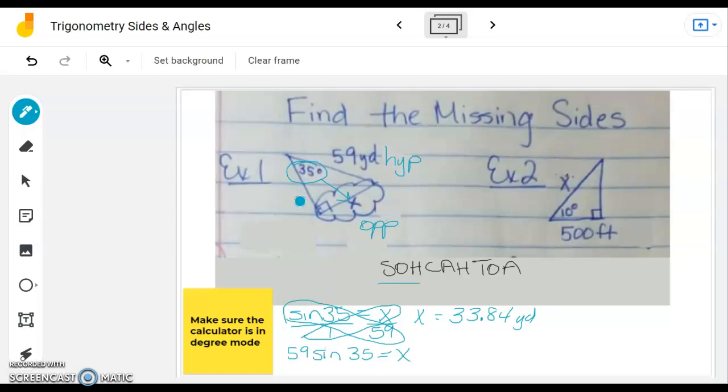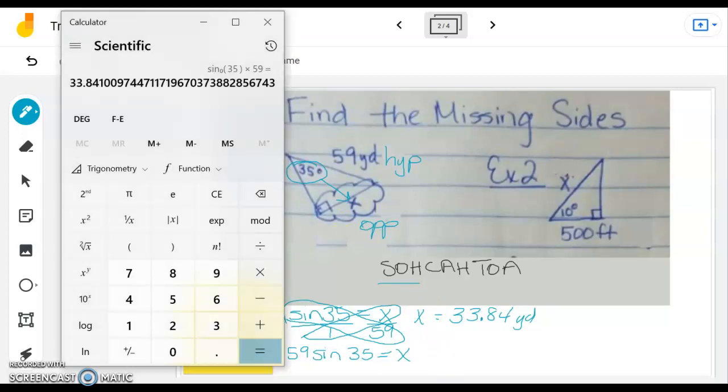That's going to be our answer. Most of the time you're going to be rounding these answers to either the tenths or the hundredths place. Okay, but what I did was cross multiply. I'm solving for x algebraically. I get 59 times the sine of 35, and as you can tell, you may have to find out how your calculator calculates these. This is just the calculator on my computer, and I had to do the 35 sine first and then multiply by 59. We do have those commutative and associative properties.